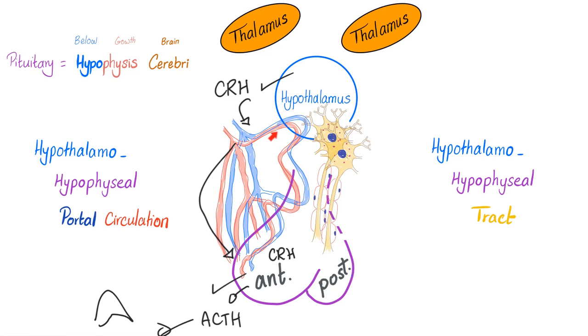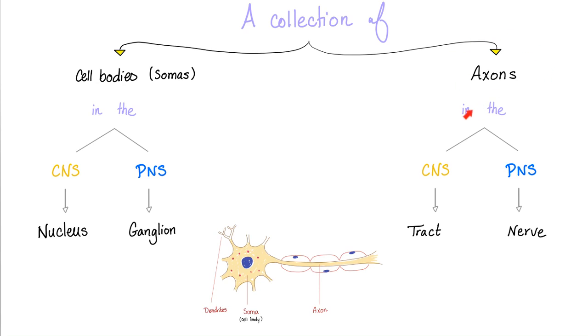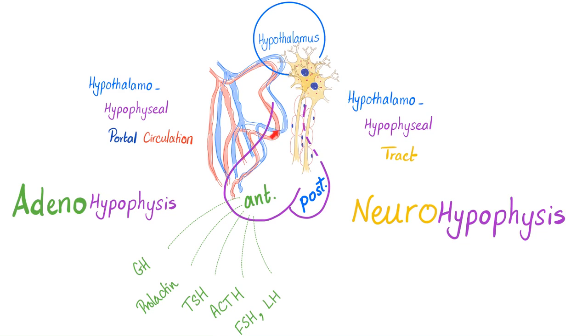That's a blood connection. But the connection between the hypothalamus and the posterior is a neuronal connection. It's a tract. What's a tract? If you remember the definition of a tract, it is a collection of axons in the central nervous system. This tract happened to be between the hypothalamus and the hypophysis, which is the pituitary. So we call it the hypothalamo-hypophyseal not circulation, but tract.